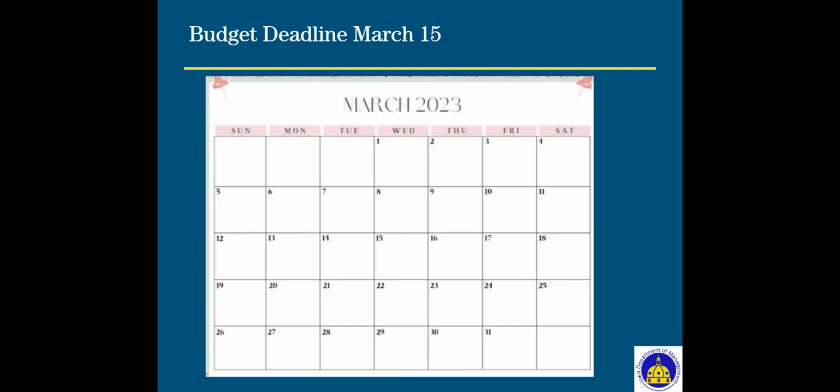Budget deadline for the budget, of course, is March 15th. That is the same as in prior years, and it is a Wednesday this year, so right in the middle of the week. So budget deadline for fiscal 24 budgets is March 15th of 2023.